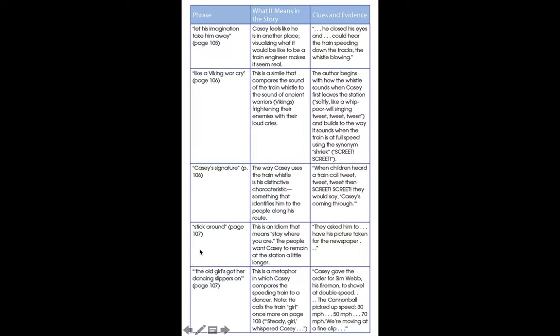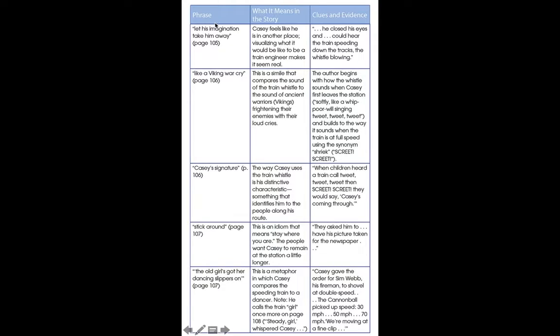Moving on to our next phrase on page 107 where it said to stick around. Okay, that's an idiom, and that means to stay where you are. So the people want Casey to remain at the station a little bit longer, and we know that they want him to stick around because the clues or the evidence in the story, they ask him to have his picture taken for the newspaper. So please stick around. It doesn't mean to physically stay stuck to the ground. It means stay for a little bit longer.